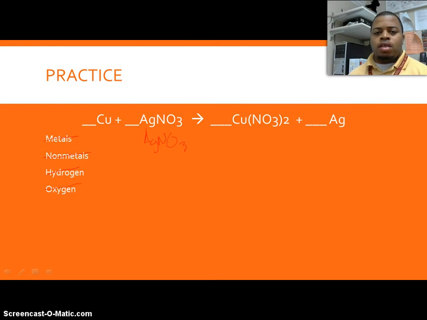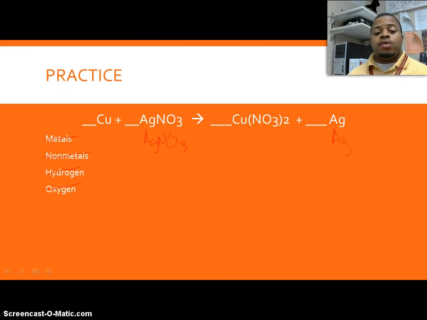Am I done? I have one slight issue. My one slight issue is I have 2 silver now on this side and only 1 over here. How do I fix it? Remember, our rule is we fix it by adding to the other side. So I'm going to add another silver. Now, is everything done? I can go back through and check. Everything looks like it's supposed to.